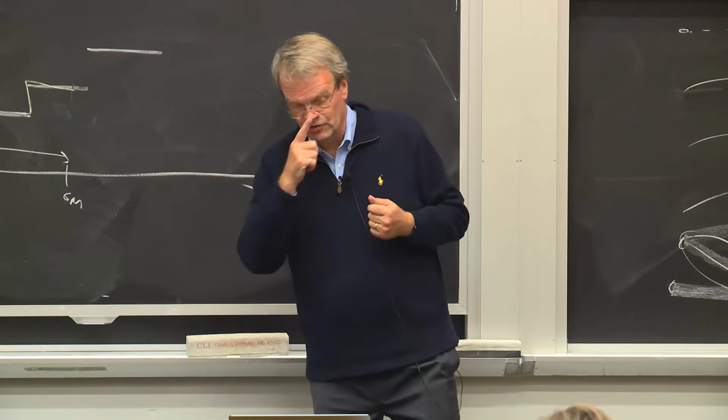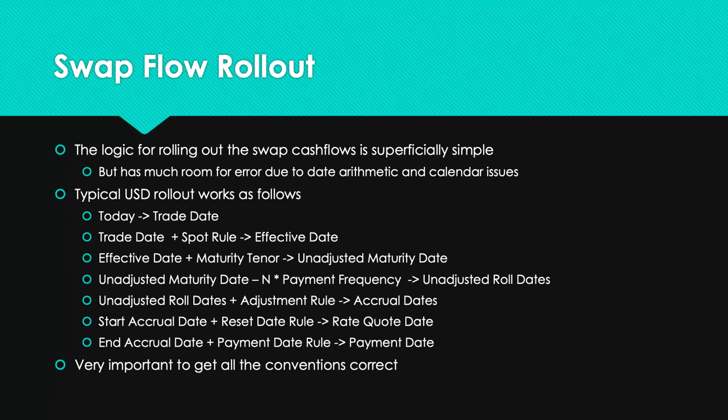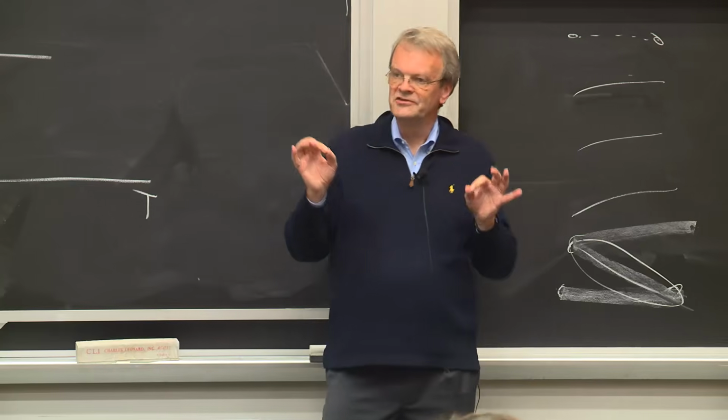So I just put on there a simple standard dollar swap rollout, and there's a half dozen different steps to actually get the accrual periods, the cash flows, the payment dates and the reset dates. You start with today, you go to the trade date, if it's a forward starting swap. From that, you typically add 2 days, you go to the effective date, you then add the tenor of the swap to get the unadjusted maturity date. You then roll that back in increments of the payment frequency, get the unadjusted roll dates, and then you adjust everything based on a holiday calendar, which typically may be New York banking or something. And again, you've got to be really precise on the calendars.